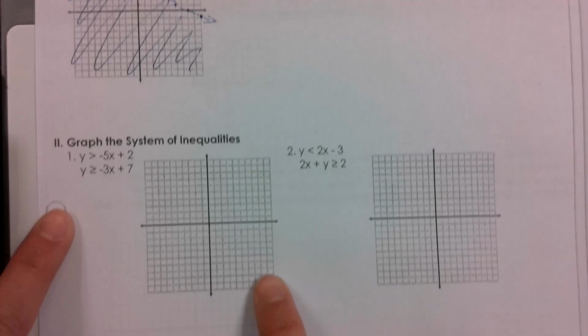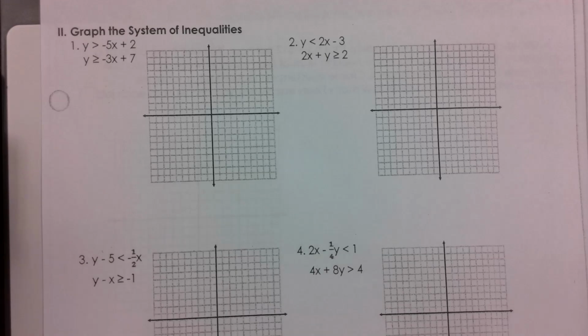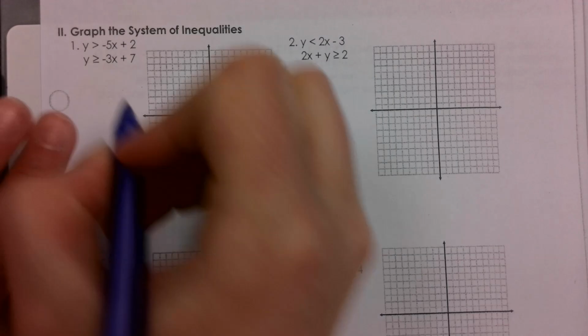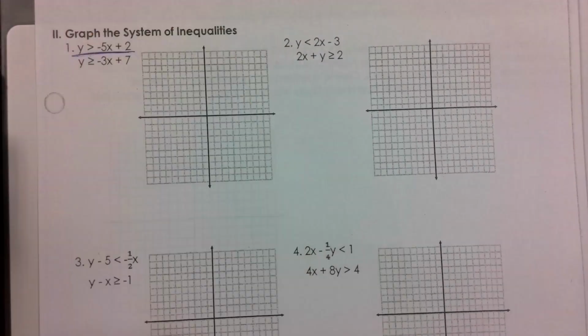So, like I said, we're using colors. So I like to underline the one that I'm graphing in the color that I'm using for it, so I know where it came from. So that's what I'm going to do with the first one. I'm using purple for that first one. So they're both already solved for y, so you don't have to worry about doing anything there. So let's graph our first inequality. Where are we going to start?